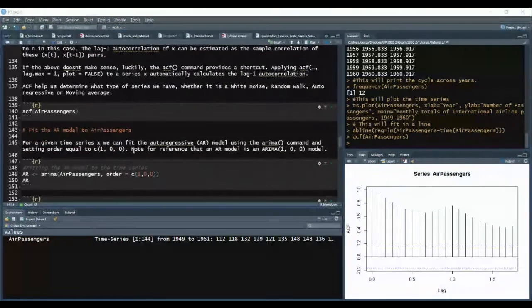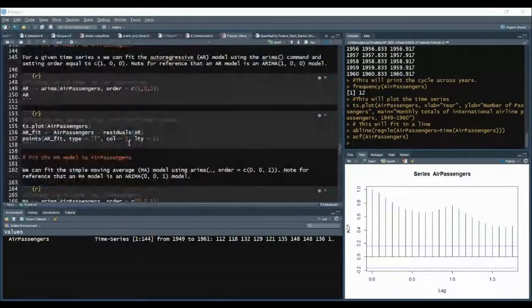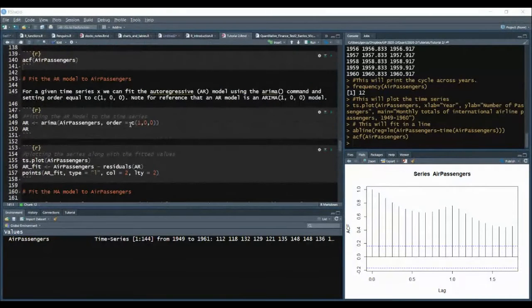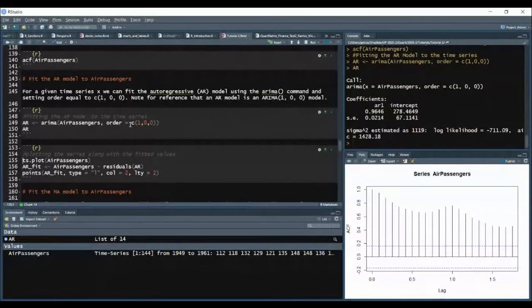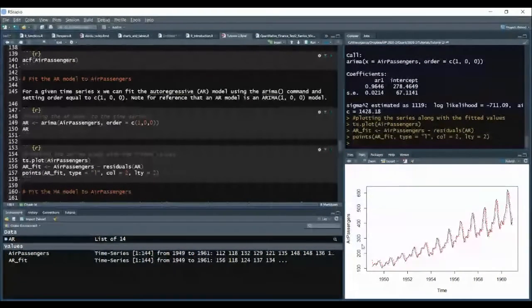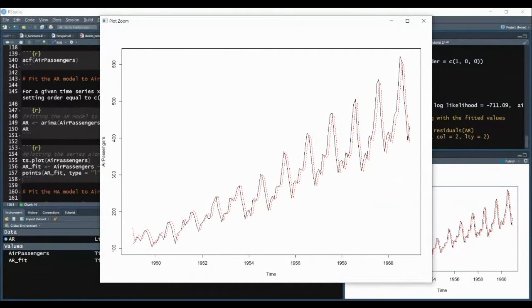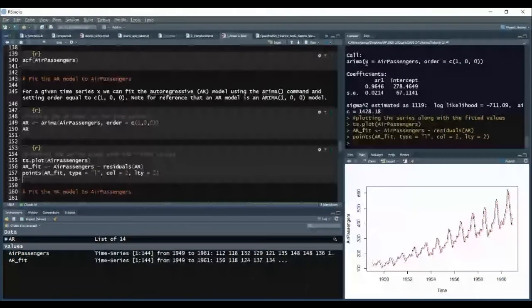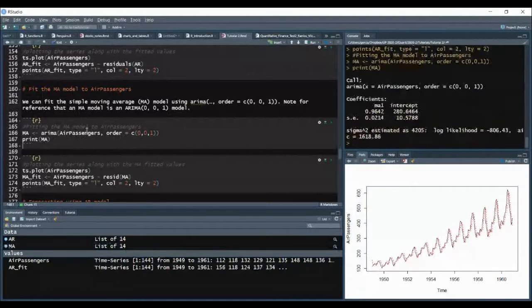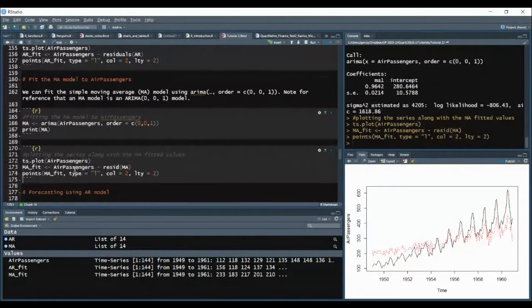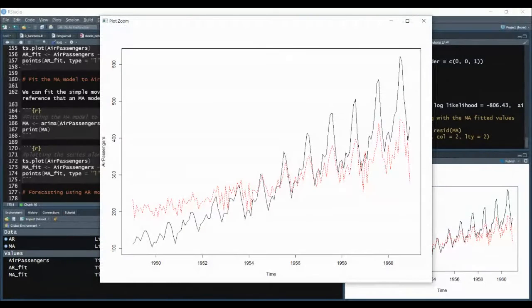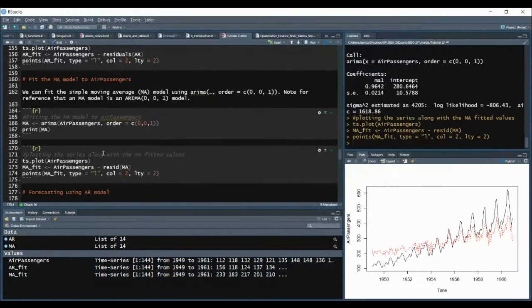So what we did last class was just testing an AR1, and I think we tested also an MA1 model. Yeah. So we tested an AR1. We saw how it fitted our data. Not bad, right? We tested an MA1. Not as good as the AR model. And now I'm going to enter forecasting.